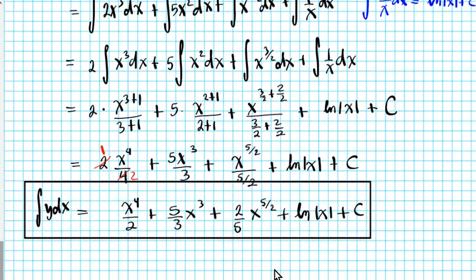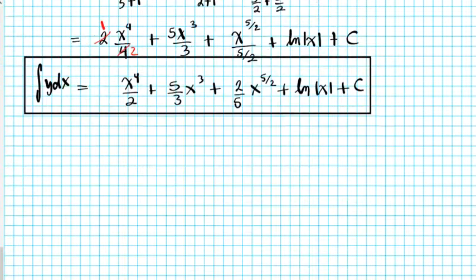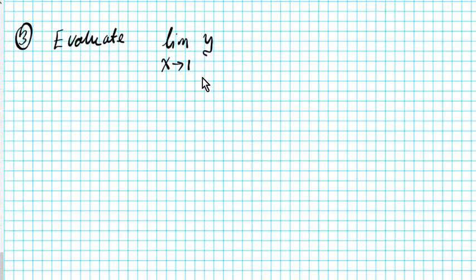Alright, so the last part is to evaluate the limit. Number 3. Evaluate the limit as x approaches 1 of your function. So what this is saying is, what is the output when the input gets really close to 1? You don't have to get to 1. The output does not have to be defined, but you're getting really close to the output you're approaching. Okay? So let's go ahead and take a look at it.